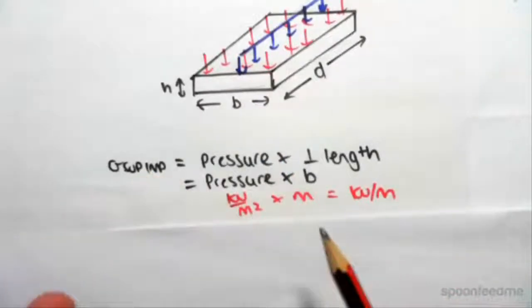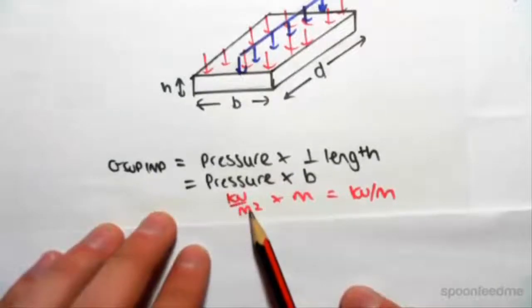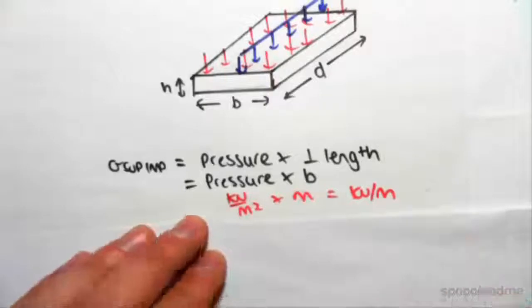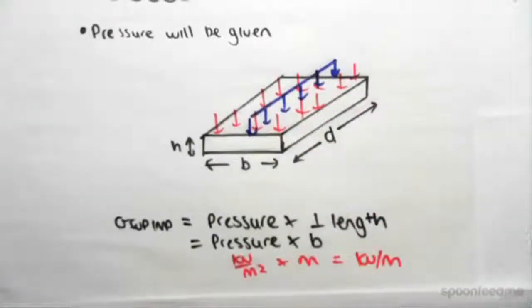A pressure normally is kPa or something like that, so it's kilonewtons per meter squared, a pressure load, times a length in meters would give us kilonewtons per meter, say, of that UDL. The next one is the live load. Now the live load is the exact same process as for the superimposed load. We're going to be given a pressure.